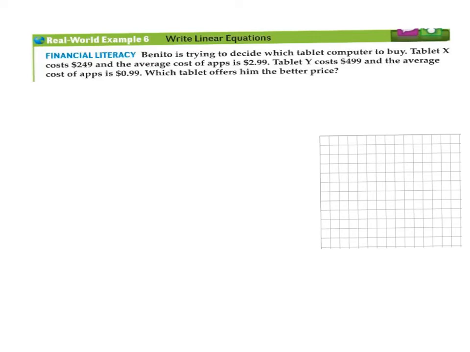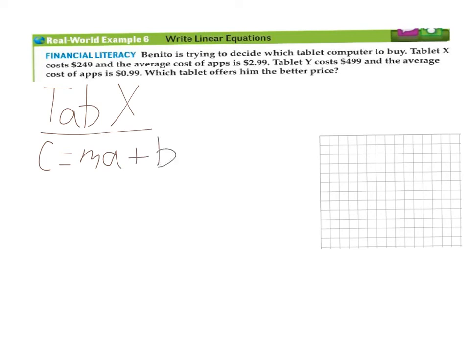So those of you who were in Algebra 2 last year, you may recall these sorts of optimization problems. Let's take a look at what we know. With regard to tablet X, if we think about it in terms of the cost, the overall cost is going to be equal to the slope times some amount of apps we're going to buy plus the base price of the computer. So with tablet X, the overall cost is going to be equal to the price per app, $2.99, times the amount of apps we're going to buy, plus the base price of tablet X, which is $249.